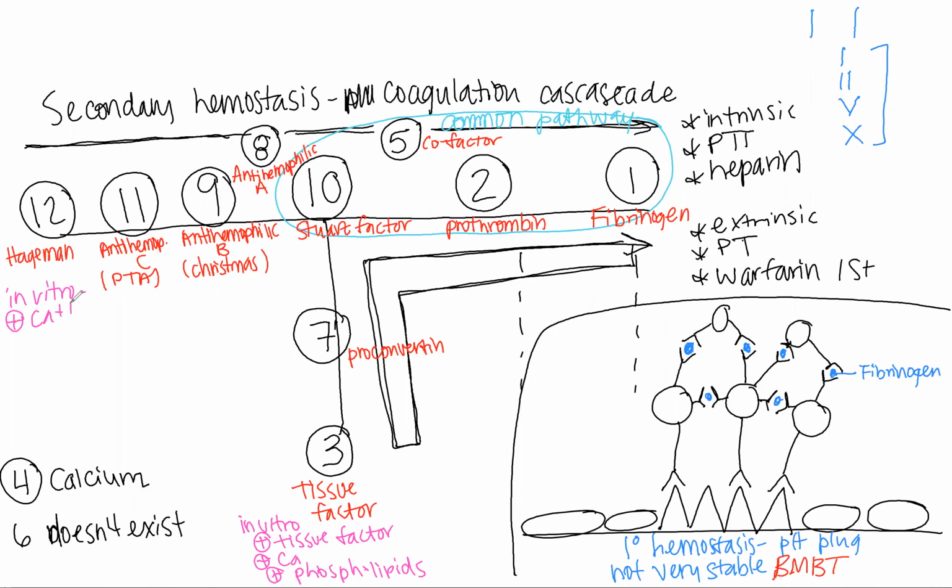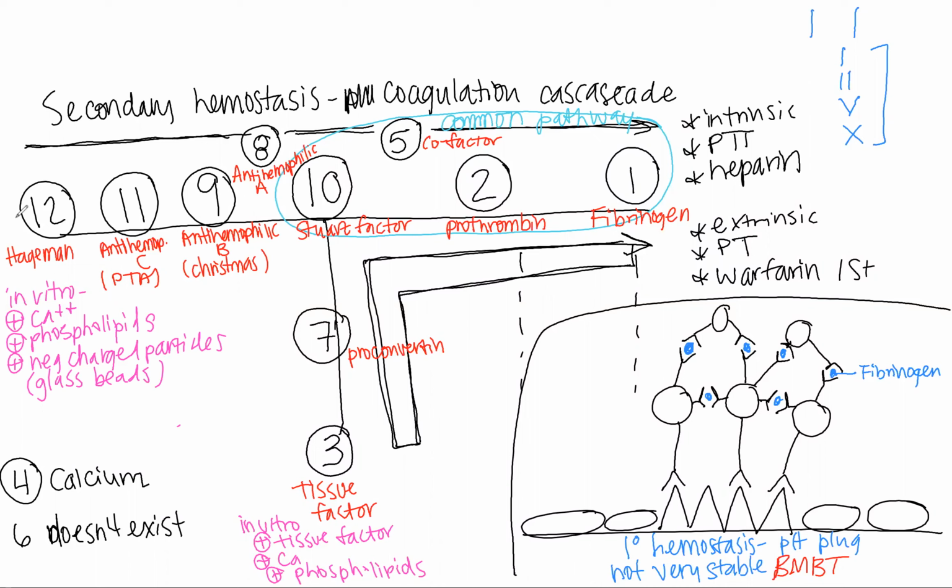For the intrinsic pathway, in vitro, we're adding calcium again. We're adding phospholipids, and we're adding negatively charged particles. And this is glass beads. As you may know, we don't have glass beads coursing through our blood. So this is artificial. This is not how coagulation happens in our body.